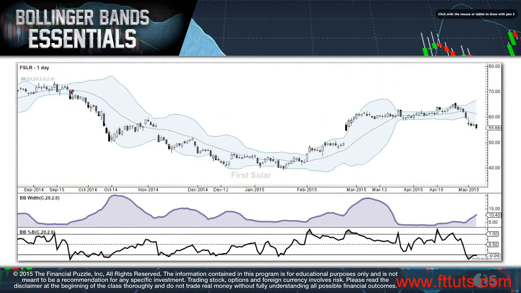So let's take a look over here at First Solar. Let's start by looking at the far left side of the chart. And you see this squeeze, and look at your bandwidth indication. Look how low it is. It's actually right around 5 on the bandwidth scale here. And of course, that got into a really nice move.